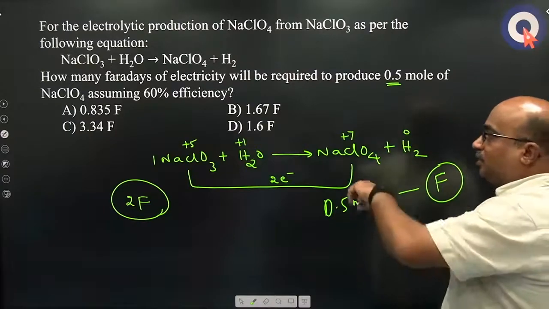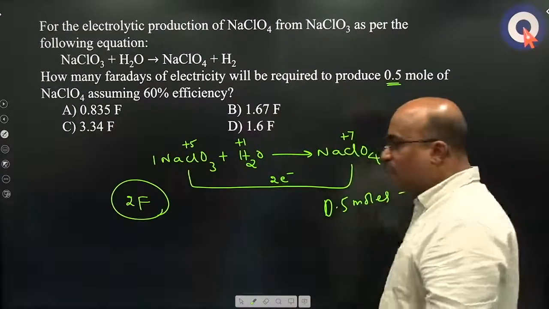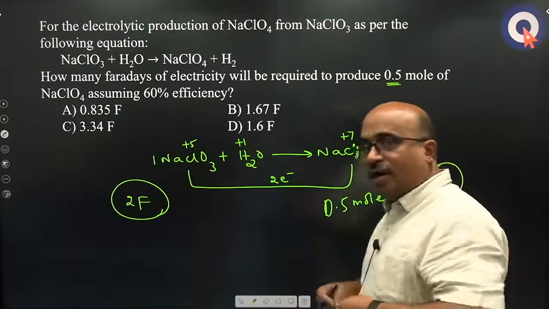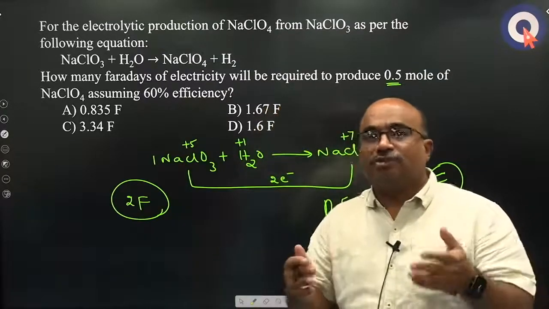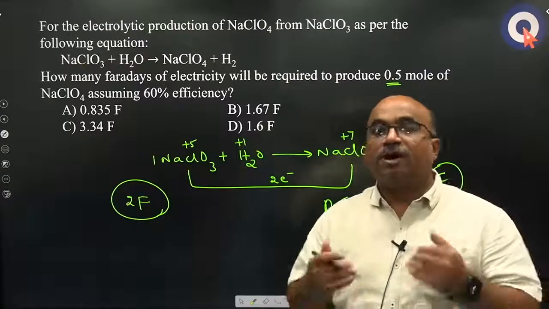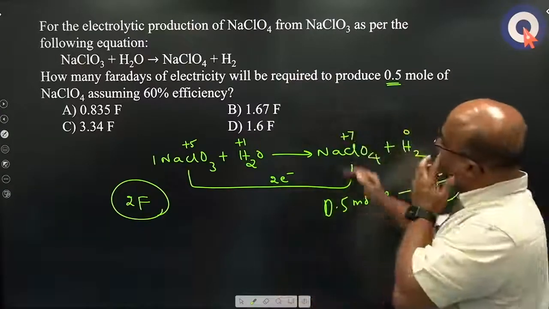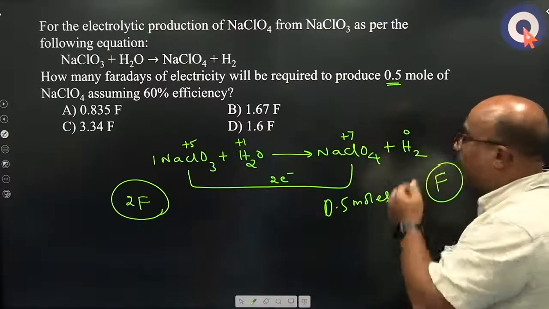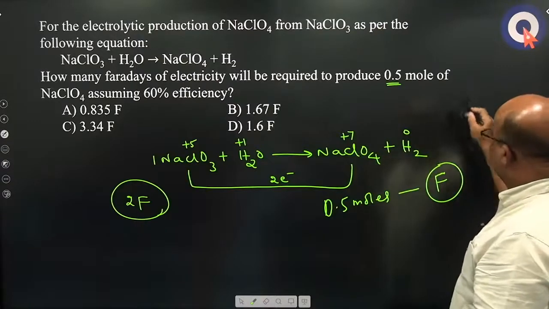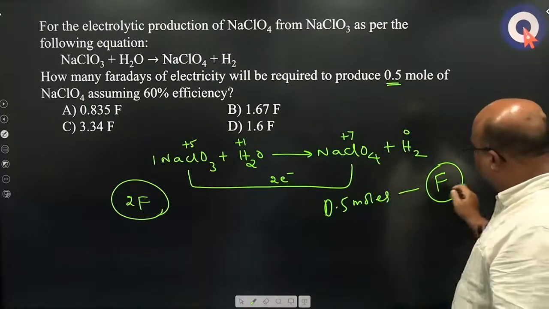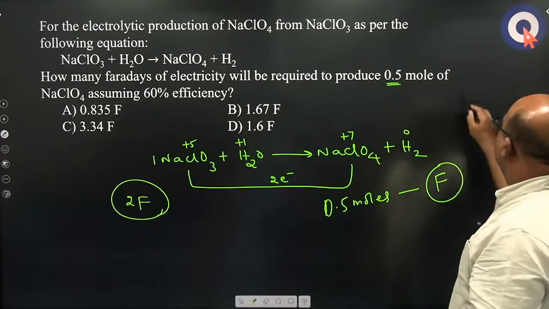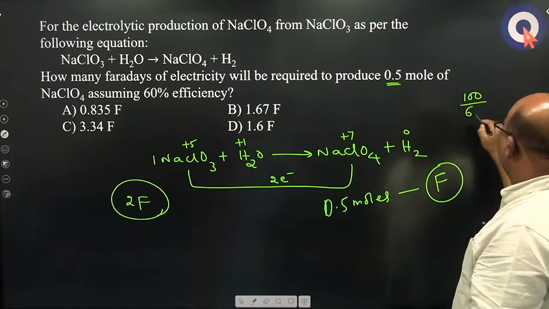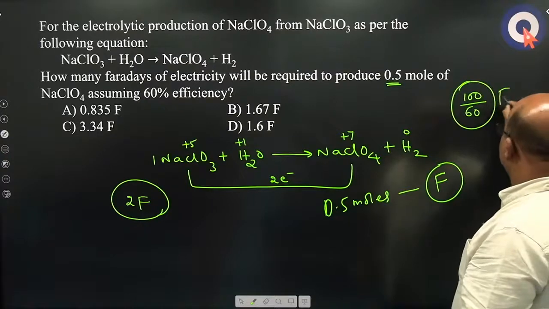But if the efficiency is 60%, what is meant by efficiency? 1 Faraday has to be utilized, but only that 1 Faraday should be equal to 60% of what we pass. So how much of that should we take? Clear? So for 60% you need to take 1 Faraday. For that, how much should we pass? So it is nothing but 100 by 60 Faradays.